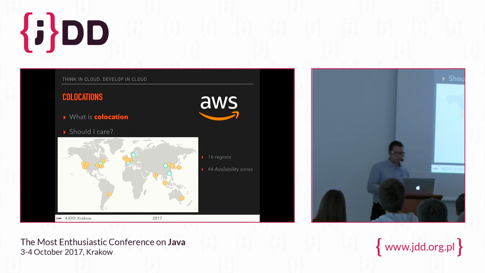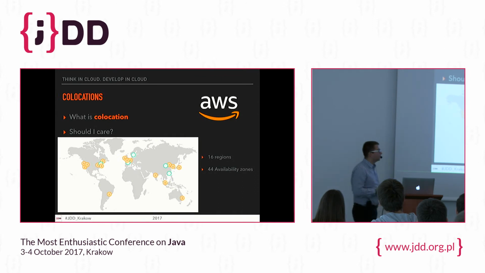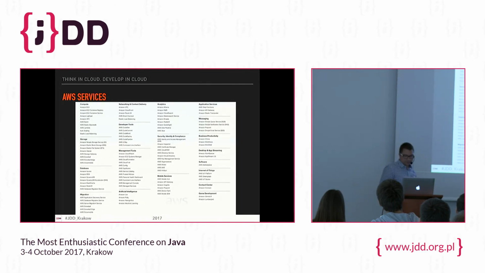We have, in those 16 regions, 44 availability zones. That means that even in a single location, for example, in Europe, in Ireland, in here, we have 3 different availability zones. Oh, sorry. There is a plan for a couple more, 5 more, I believe.